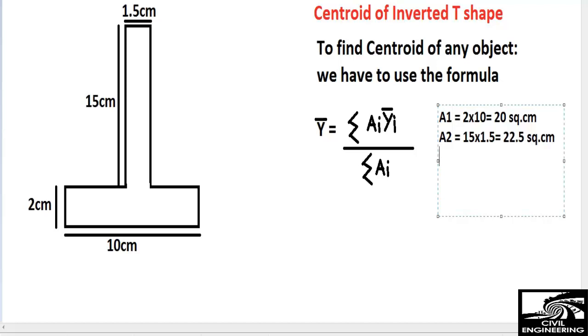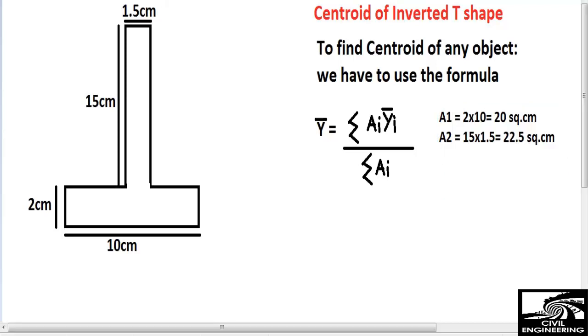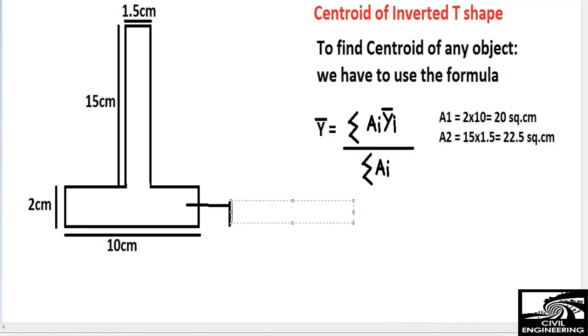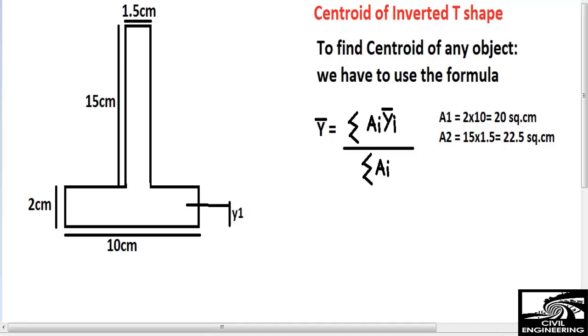Now I will show you the y bar distance of each object. As we can see, in the formula y bar is used. So I calculate the y bar of the first object and the y bar of the second object. Now I'm denoting the centroid of the first object by y1, and the centroid of the second object from the base, as the reference, is denoted by y2.